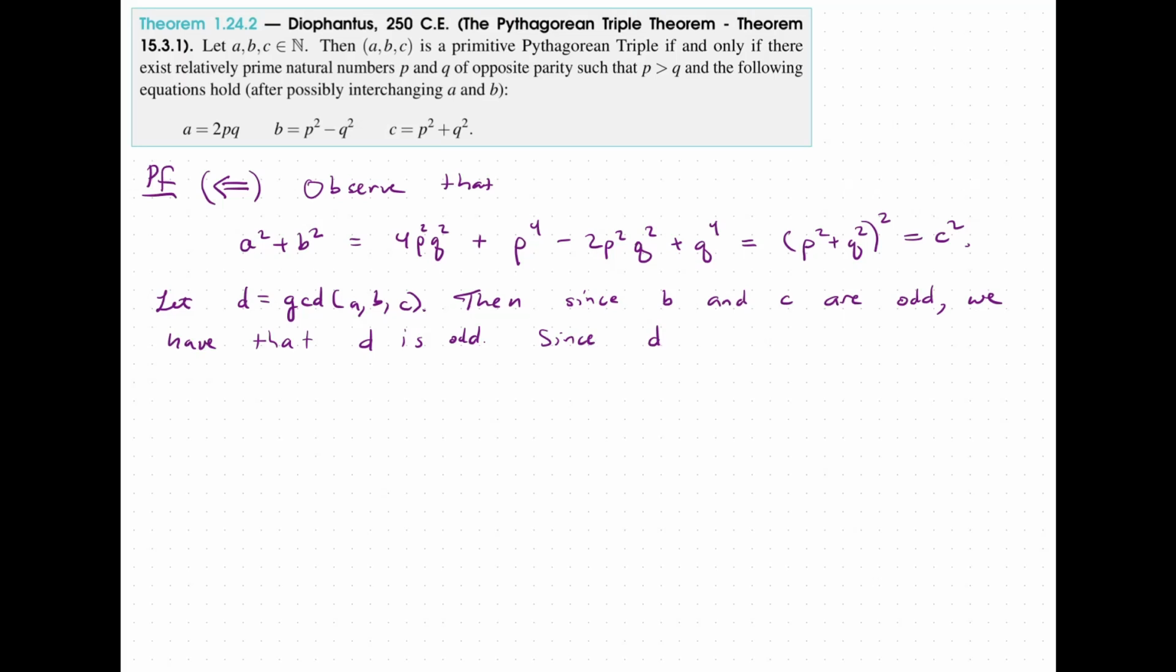Since d divides a, which is 2 times p times q, we have that d divides p times q. But we also know that p and q are relatively prime.